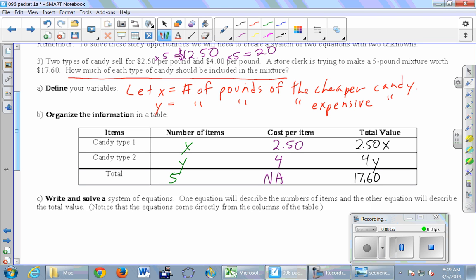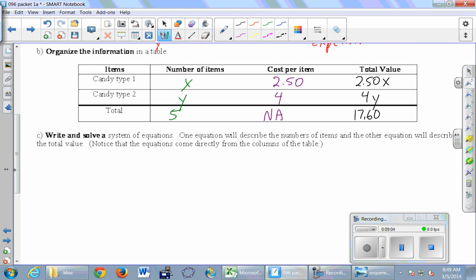Questions on filling in the table? And then once we've got the table, the equations should kind of fall out. So to find the equations, we're just going to look in the columns of this table. So what's the first column? What equation comes out here? X plus Y equals 5. We have X pounds of the first kind and Y pounds of the second kind and 5 altogether. So I'll write in green here, X plus Y equals 5.